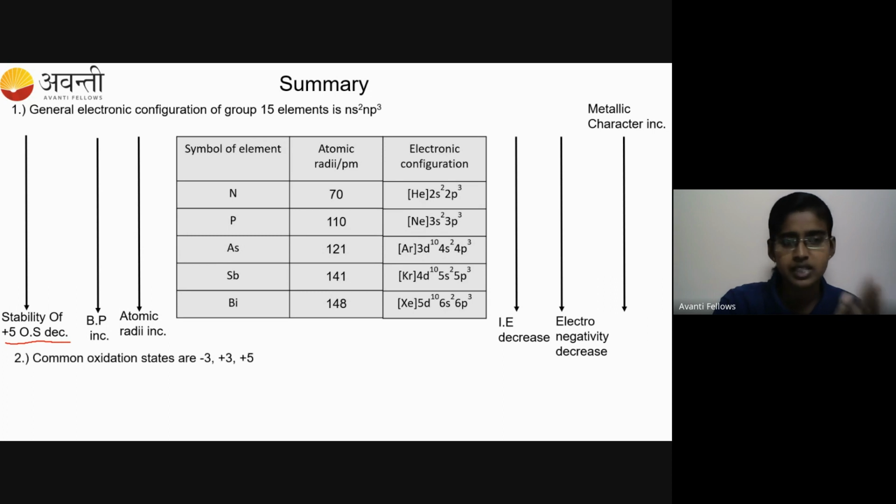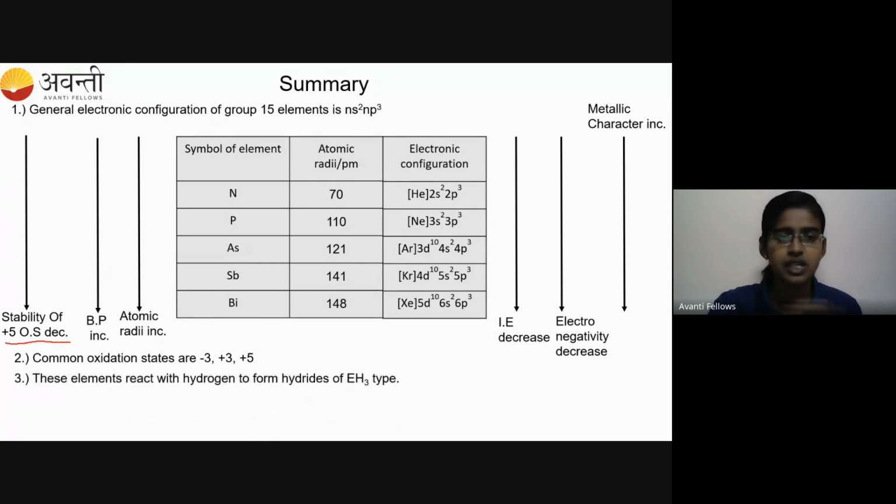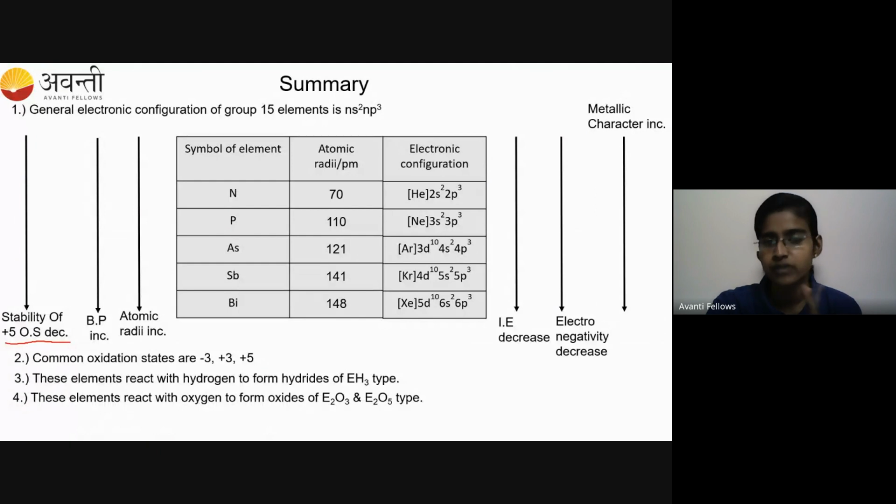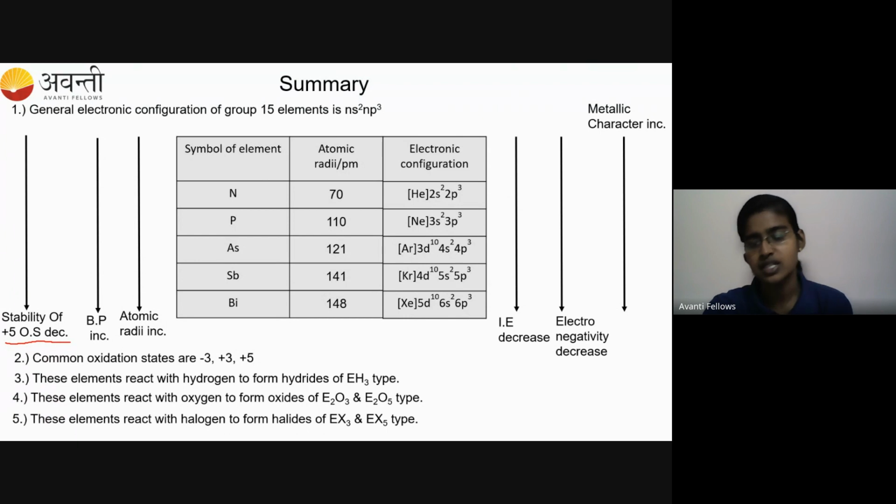Coming to the oxidation states, -3, +3, and +5 are the common oxidation states of group 15. Coming to the reaction with hydrogen, they form hydrides of type EH3. Coming to oxygen, they form 2 different types of oxides of the given formula. Then the next is the reaction with halogens. With halogens also, they form 2 different types, right? One is EX3 and the other one is EX5. These are the general chemical properties of group 15. Got it? Now, let us try to solve some questions.